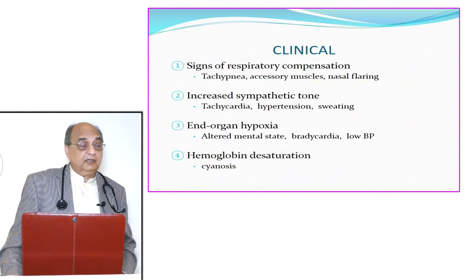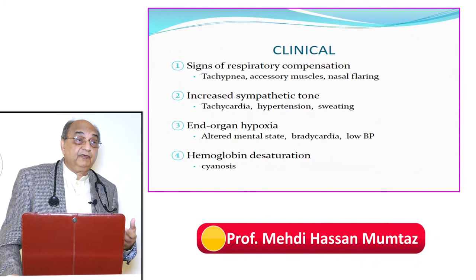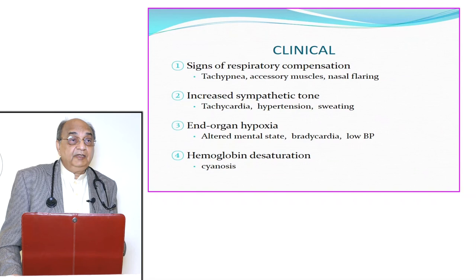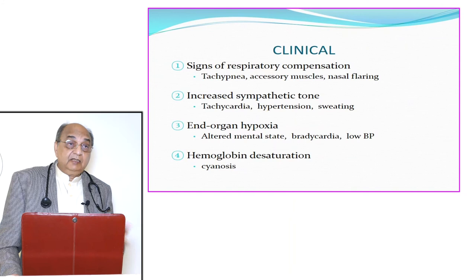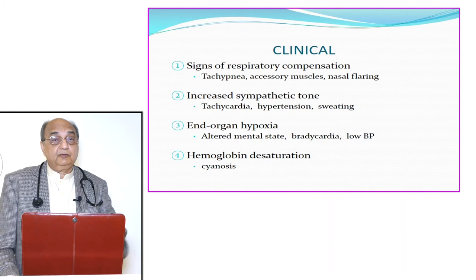Then you look at end organ failure, because hypoxia and hypercarbia are affecting all the cells of the body. So it will be affecting the cells of the brain also, and there will be an altered mental state, first of all. Then, at a later stage, instead of tachycardia, the patient can go into bradycardia because of depression of the myocardium. Then the patient starts going into lowering of the blood pressure.